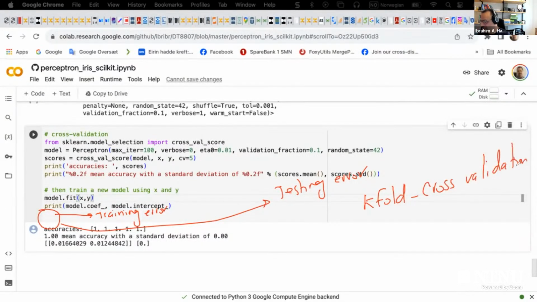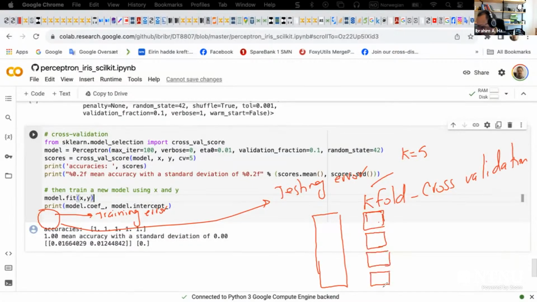And in this technique, instead of dividing my data into one part for training and one part for testing, we divide our data into a number of folds or blocks. For example, if we select k equal 5, it will be divided into 5 equal blocks, right? And what will happen here?